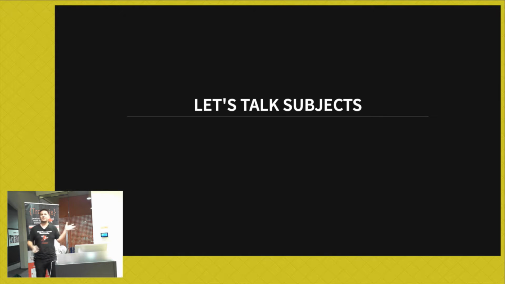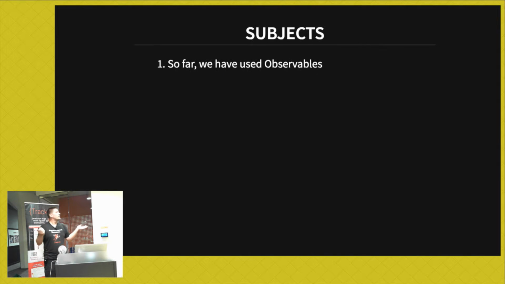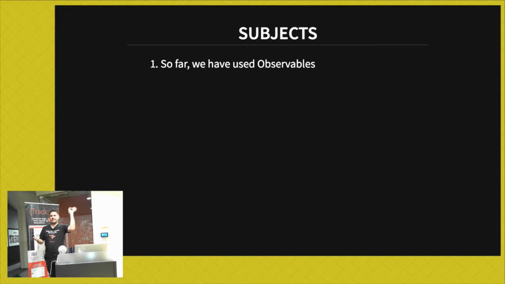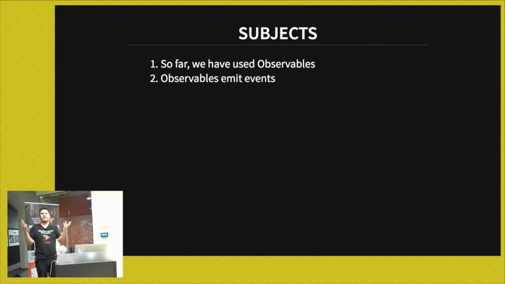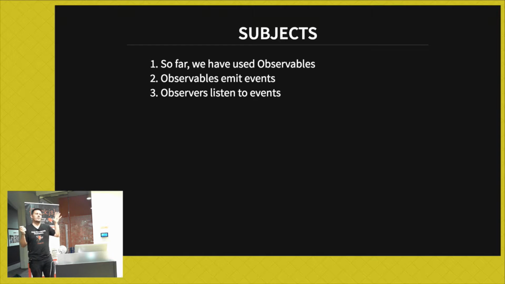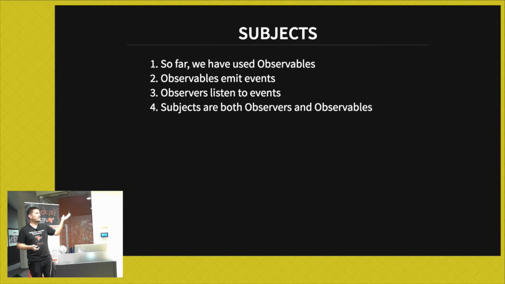Let's talk about subjects. So far we've talked about observables, right? It's that data container where you pass functions to and it just changes its value and keeps going. And they emit events. Great. So far so good. For the observables, something needs to observe them, because if you throw in events and nobody's listening, it's kind of like a tree falling in the forest and nobody hears about it. So you need to have observers, and subjects are both observers and observables.